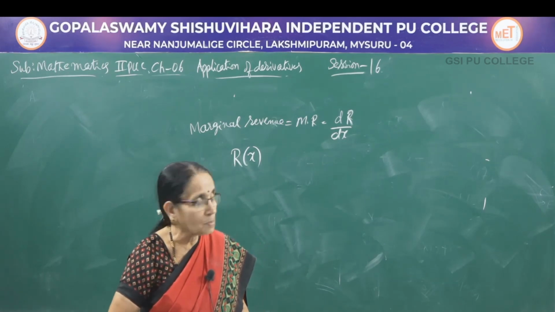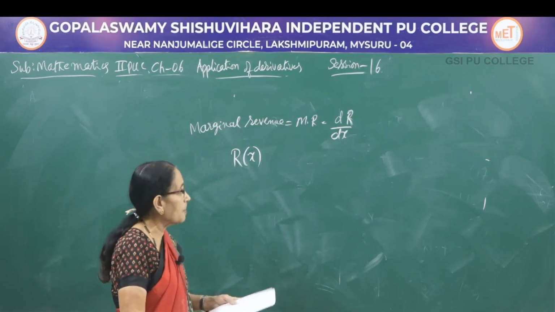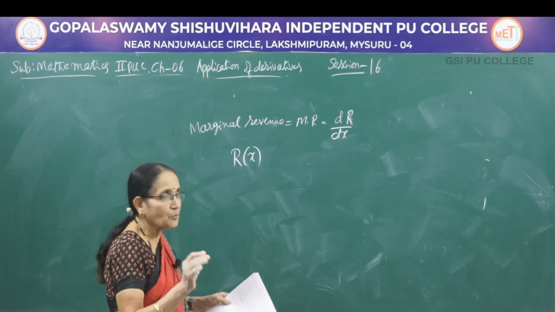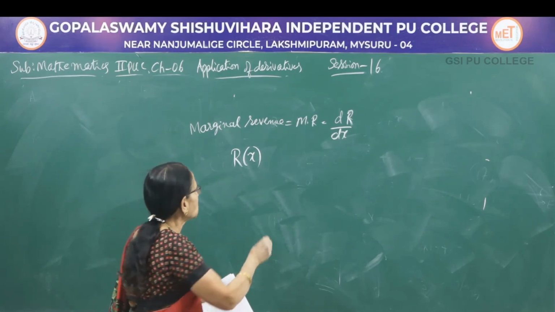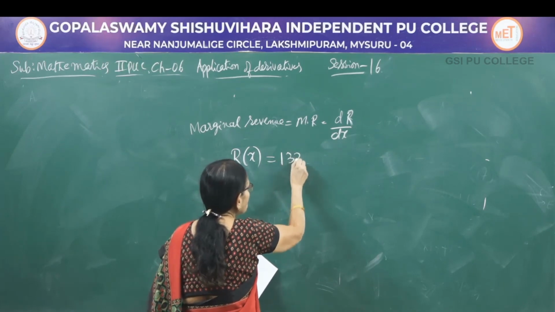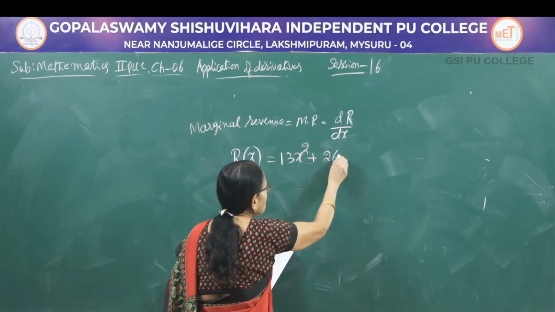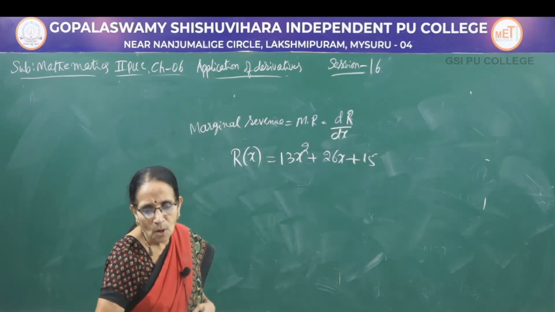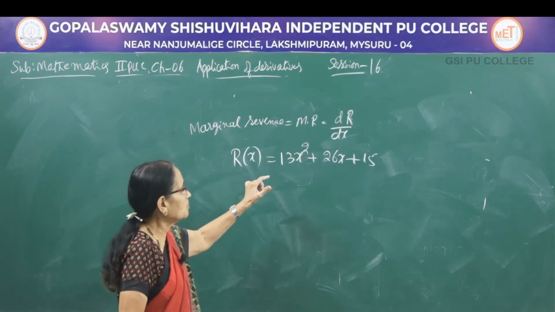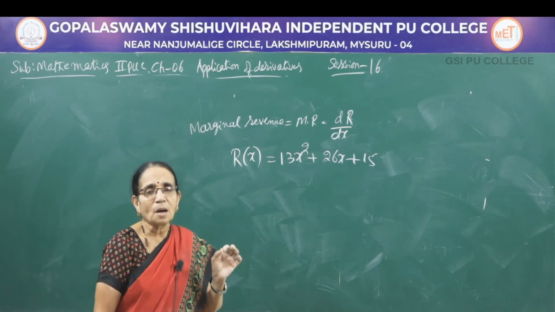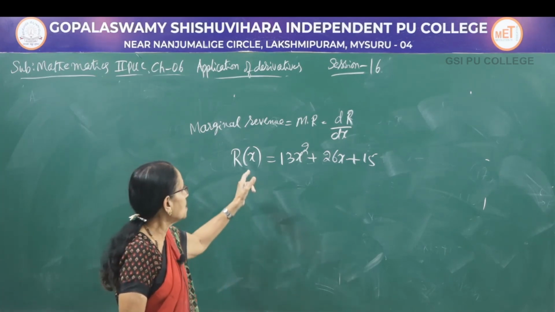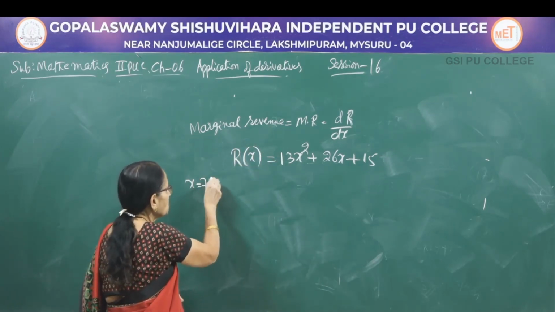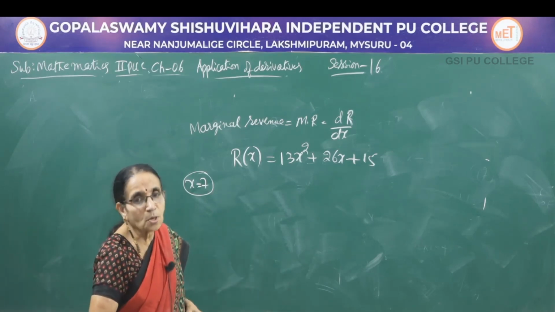So the next problem: the total revenue function in rupees received from the sale of x units of a product, that product name will not be given, is given by R(x) equal to 13x square plus 26x plus 15. So this is called the revenue function. What has to be calculated is, when the value of x is 7, that is when 7 units have been sold, what is the marginal revenue? So find the marginal revenue when 7 units are sold here.